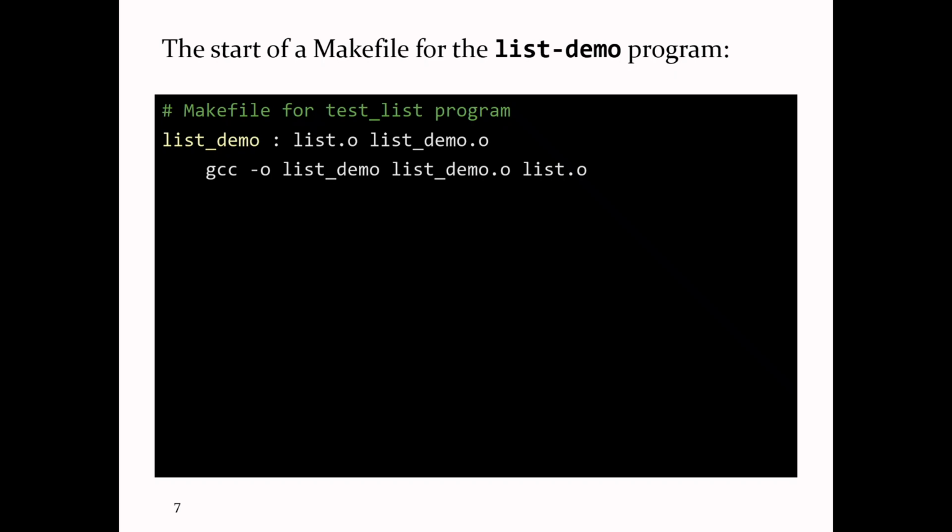Okay. So what about the list demo program? For the list demo program, there's lots of ways that you can write this Makefile. The example that I'm going to use is shown here. I'm going to assume that the object files exist, in other words that list.o and listdemo.o exist. Given the prerequisites, how do you build the program? Well, I run the compiler, use -o to create the list demo program, and then I just list the object files as arguments to the compiler. And so there's the start of the Makefile for list demo.